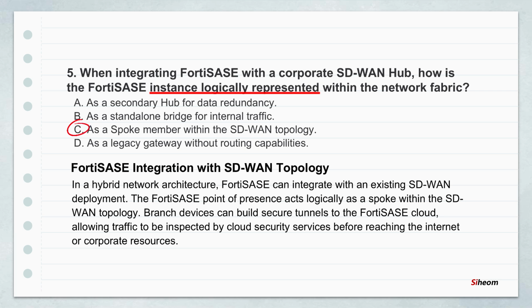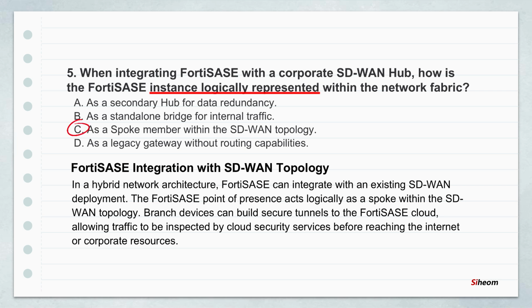Understanding this topology is vital. In a traditional hub-and-spoke SD-WAN deployment, your corporate data centers act as the hubs, and your physical branch offices are the spokes. Pretty standard. But when you introduce FortiSASE into this mix to secure your remote, work-from-anywhere users, you don't build a separate isolated network. You integrate the FortiSASE points of presence as additional spoke members connected to your central hub.